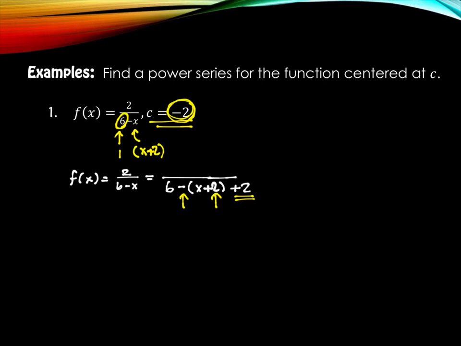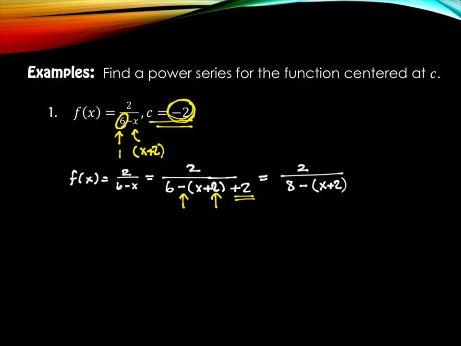So when I make this adjustment, now I have, oh, it's still a 2 on top, sorry about that. The 6 at the beginning, the 2 at the end makes 8. And I have x plus 2 here. So the first thing to adjust is where it's centered, which we've adjusted. Now I need that 8 to be a 1. How do I fix that?